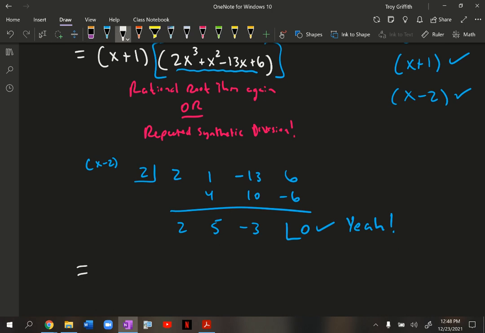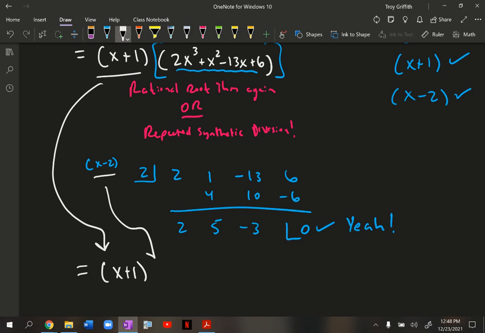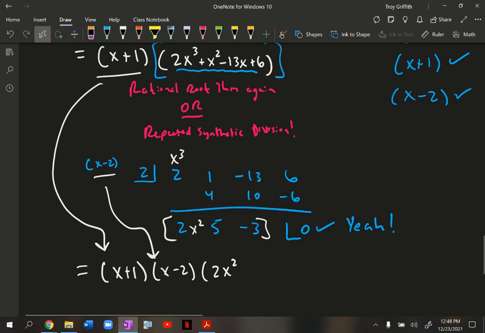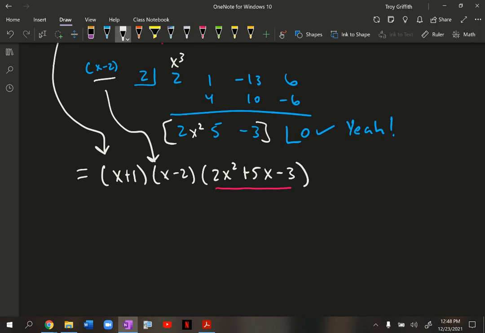Number one thing I see people forget, don't forget that originally we divided by x plus 1 and it worked. That does not just magically disappear. It's still there. Then I divided by x minus 2 and that worked. And then I had this left over. This was an x cubed, which means this is an x squared. So this is going to be 2x squared plus 5x minus 3. Remember, the whole idea here is to get ourselves down to a quadratic because we can do lots of stuff when it comes to quadratics. So let's give that a shot.